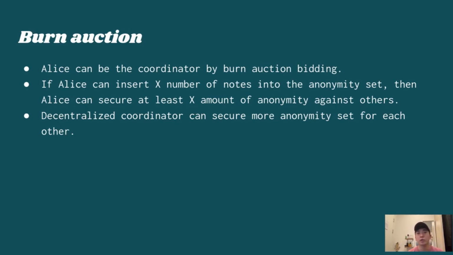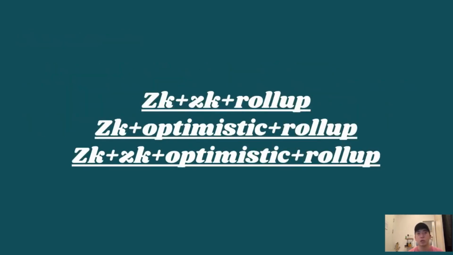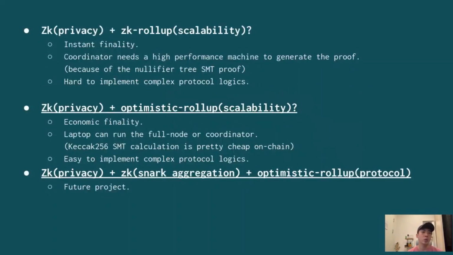And some of you are curious about why we are using zk optimistic rollup instead of zk rollup. Let me quickly share the reasons. We have two options for the scaling solution. The first one is zk rollup, which has instant finality, but it requires a high performance machine to generate blocks and is difficult to implement complex protocol logic like atomic swap. Otherwise, we can run the coordinator using a common laptop if we use optimistic rollup. Furthermore, it is very easy to implement complex protocols and very cheap, like zk rollup.